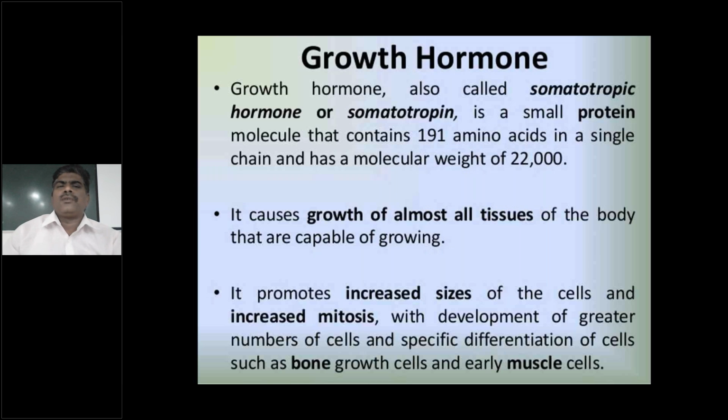Another name for growth hormone is somatotropic hormone or somatotropin. As all of you know, it's a proteinaceous hormone. It is made up of 129 amino acids and its molecular weight is 22,000. This growth hormone helps in the growth of almost all tissues of our body. It promotes increasing size of the cells, increasing mitosis, and differentiates cell to cell, such as bone growth cells and early muscle cells.